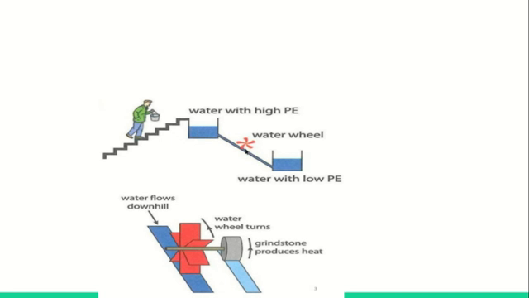Just like this, the current also travels from the higher potential to the lower potential. Consider this water wheel as a load, which keeps working as long as the water flows through it, or as long as the current flows through the wire.